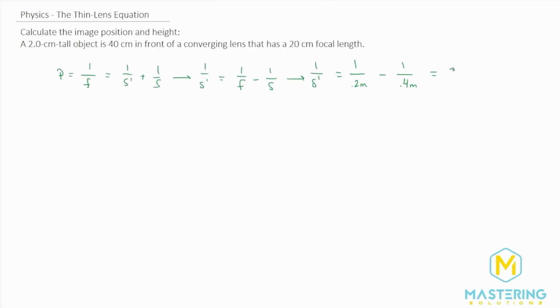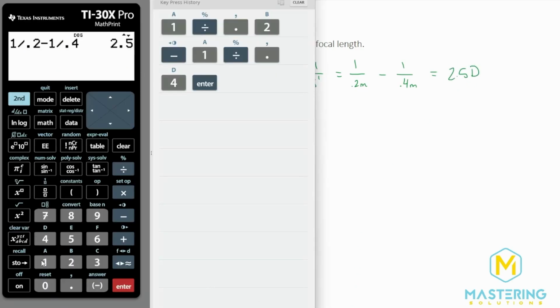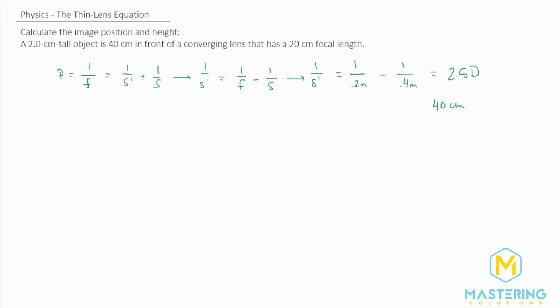So we have 2.5 diopters, and diopters are inverse meters, so if we take the reciprocal of that, 1 over 2.5 gives us 0.4 or 40 centimeters as our image distance. So that is S prime. Now we need to calculate the height. And this answer makes sense if you think about it: we're outside of the focal length, where the 20 centimeters is the focal length. If we were closer to the lens than this, then we would have a negative value here indicating a virtual image.